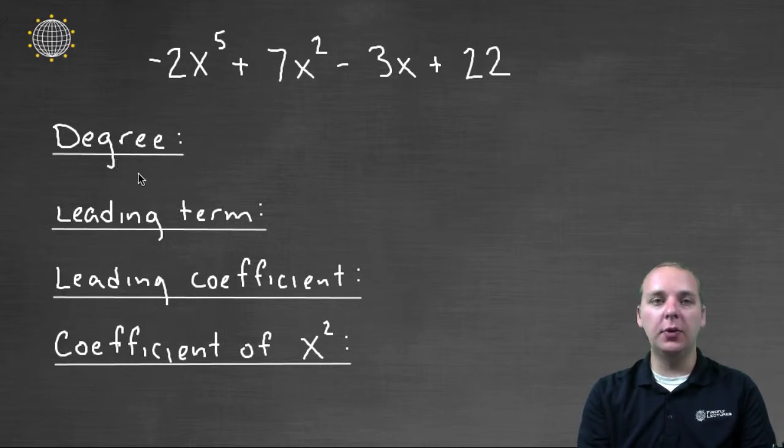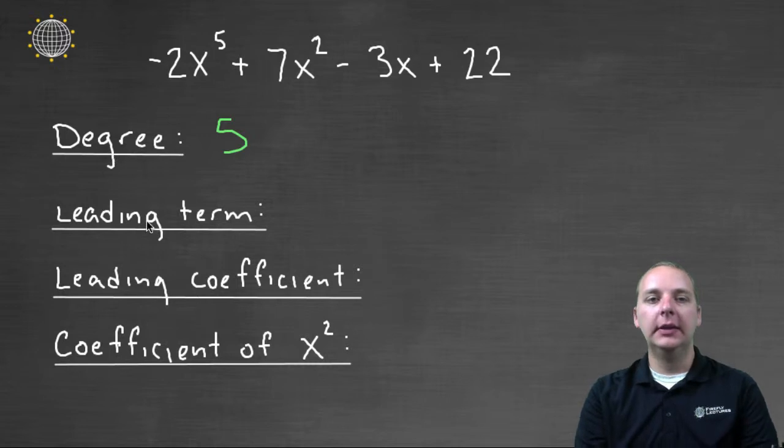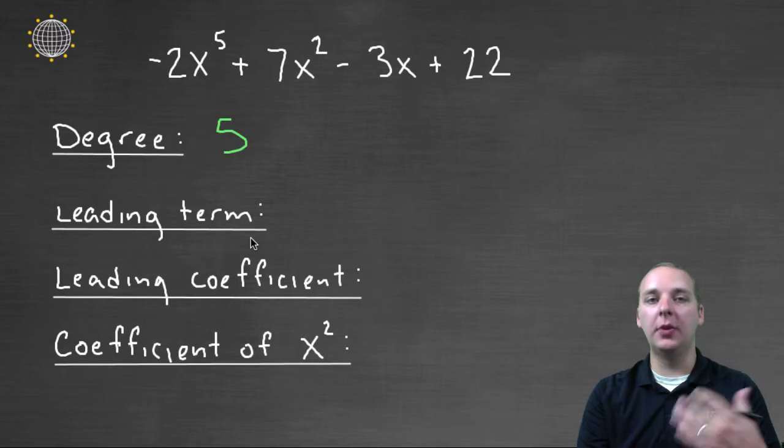The degree, if you'll recall, is the highest exponent that you have in any of your terms, the highest variable exponent. So you look at all your variables, and I see I have an x to the first, an x to the second, and an x to the fifth. So the biggest exponent would be 5. So that's the degree of this polynomial. Now each of these terms can have a different degree, but the degree of the polynomial would of course be 5.